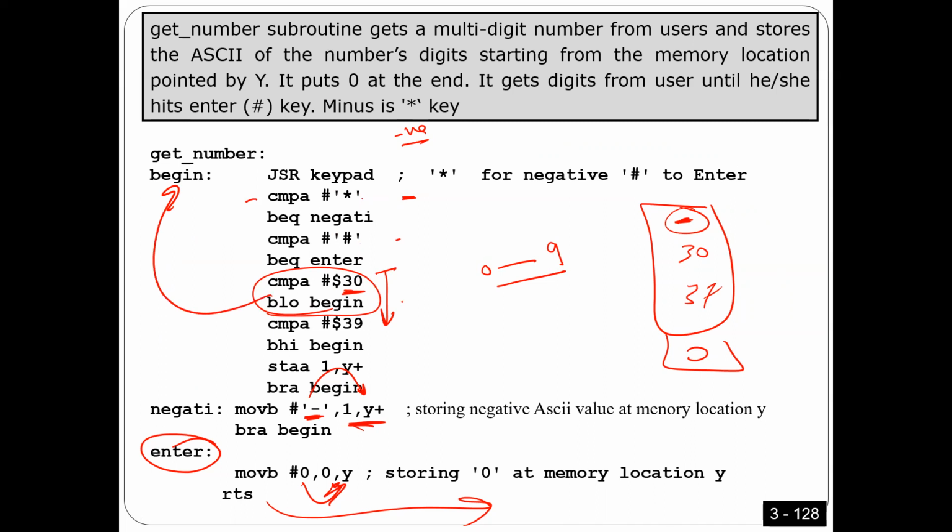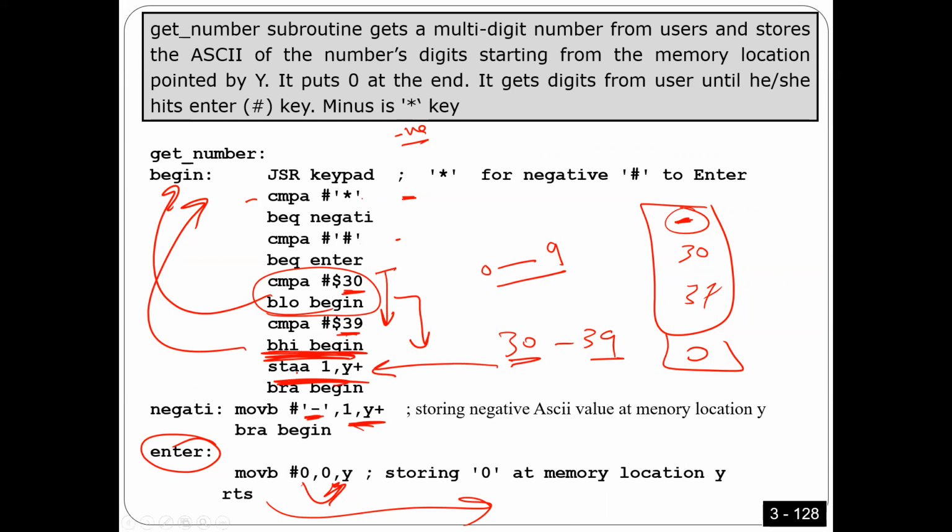Okay. If not, if the number is greater than 30, now I'm going to compare it to 39. If the number is higher than 39, that means the number is wrong. I'm not going to store it in the array. Please come here. If it comes to here, what does it mean? It means the number is between 30 and 39. It's a correct number. So now I'm going to store it.